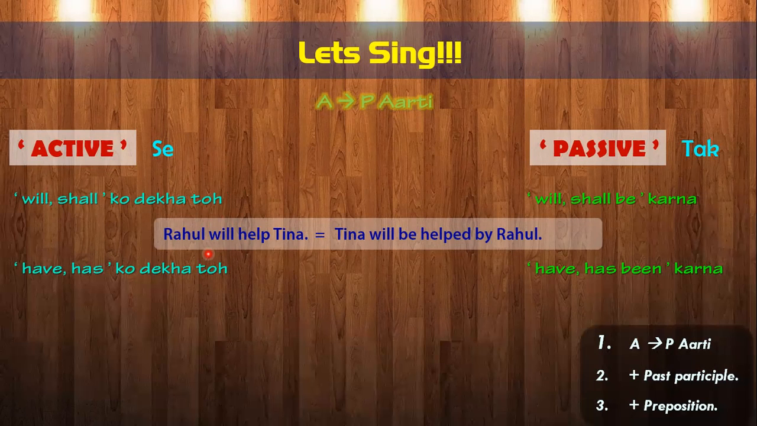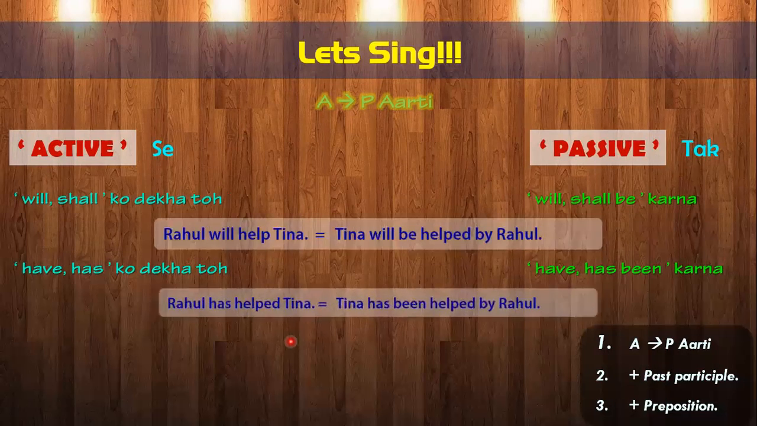Will shall be. Will becomes will be, shall becomes shall be, can becomes can be, should becomes should be, and all the modal auxiliaries are also going to change into be. So will changes to will be, while all the remaining steps remain the same.